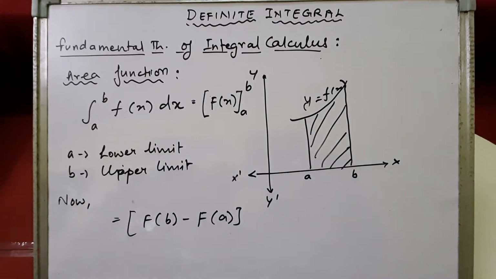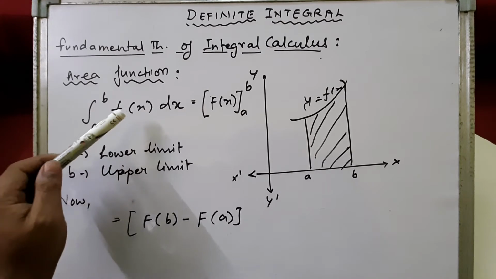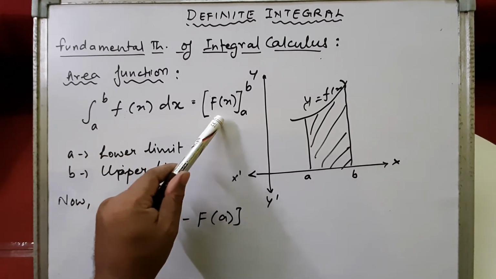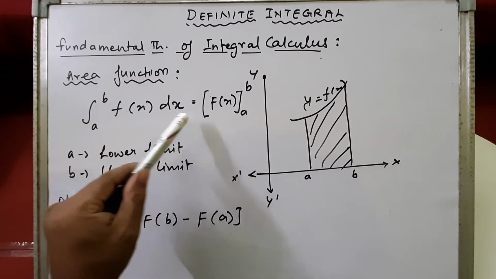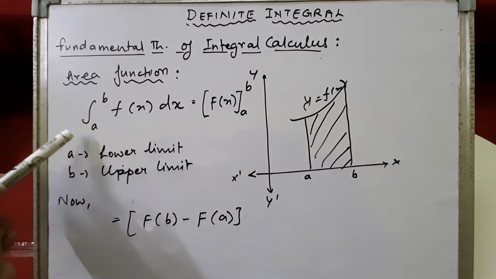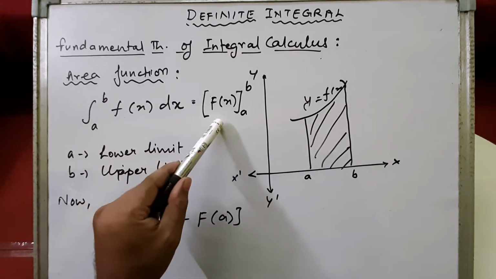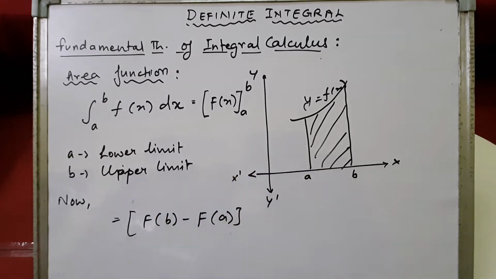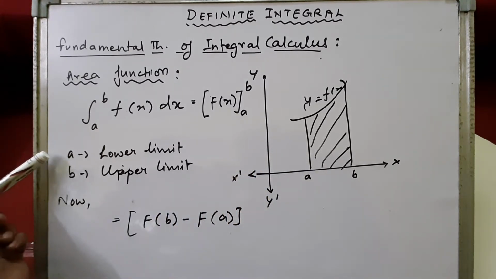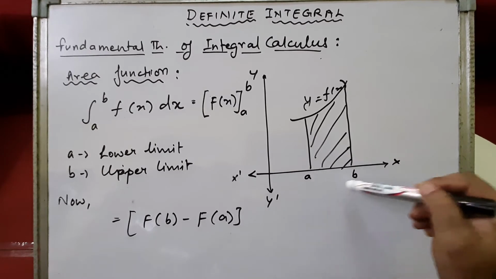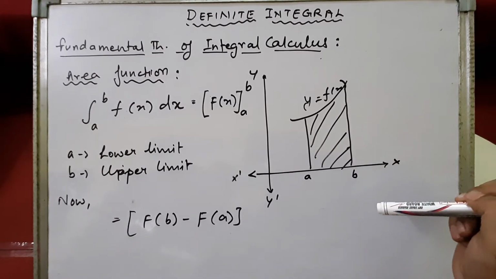That means the integration of f(x) dx is equal to capital F(x). So this is the antiderivative of f(x). If we put the limit, now this will represent the area of the curve with the x-axis. So a is the lower limit and b is the upper limit. That means this is the area of the curve between the limits a and b on the x-axis.